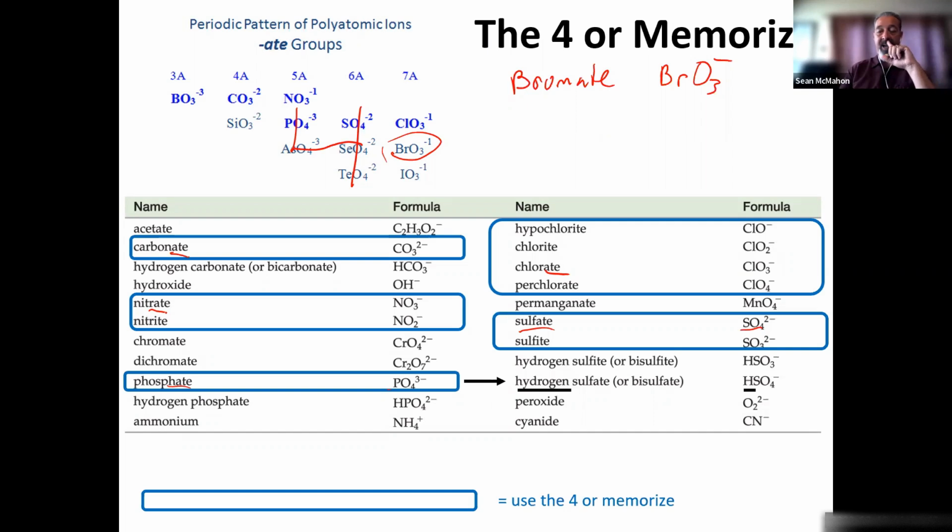Okay. Now, why is the 4 helpful? It helps you know the 5 big -ates that I absolutely want you to know. But now, if I see something that says hydrogen sulfate, it's basically an SO4 2- plus an H+, which gives me an HSO4-.